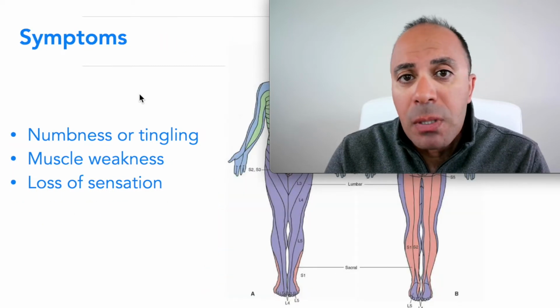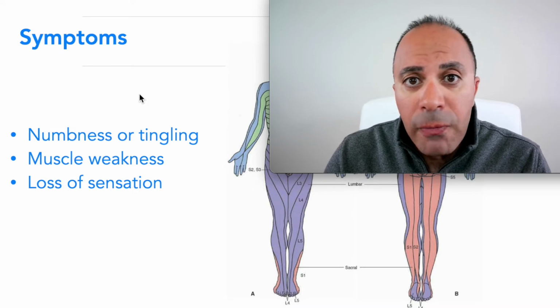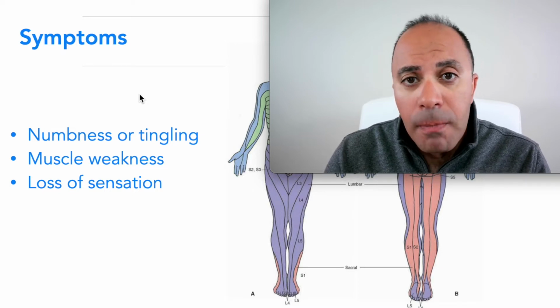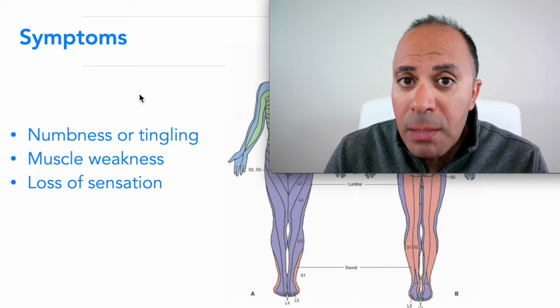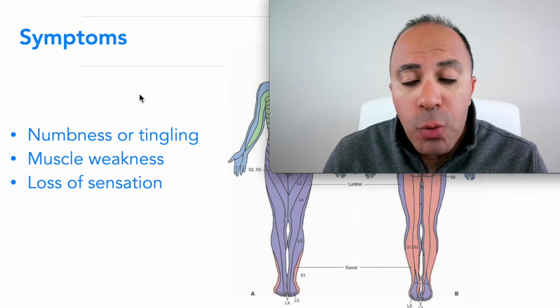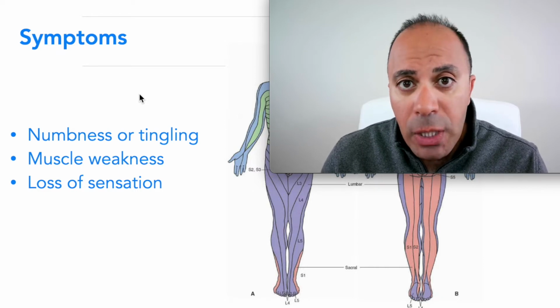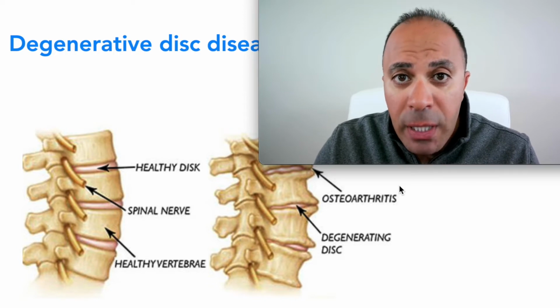So symptoms, you might experience tingling, numbness in the foot, ankle, thigh or knee area and the buttock area. Also, you might experience some weakness in your lower extremity and loss of sensation. One of the common reasons for lumbar radiculopathy is degenerative disc disease.